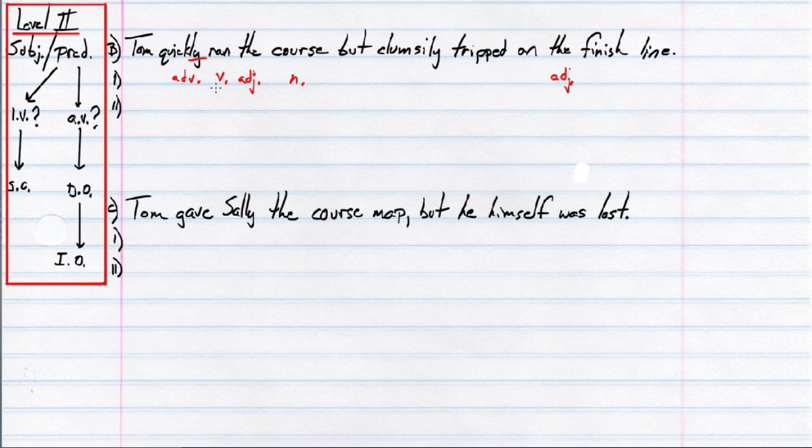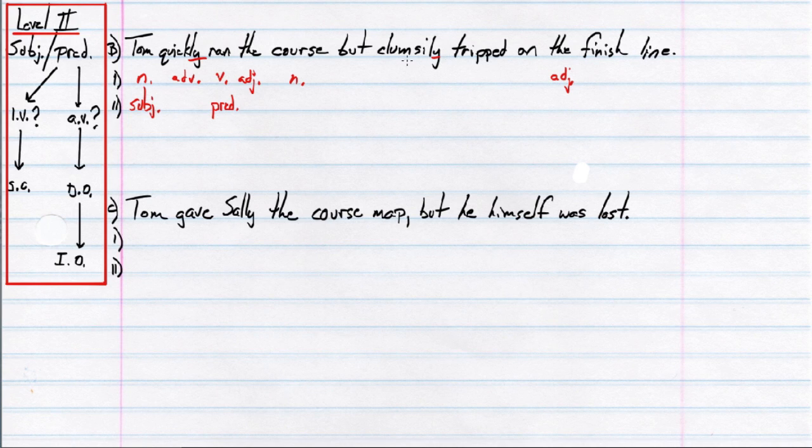Quickly ran. If I have a verb, I know I have a predicate. So I'm going to put the abbreviation right underneath it right now. Okay, Tom is still going to be a noun. Tom quickly ran the course. Okay, so we're talking about Tom. So it's going to be the subject too. Notice how I'm not doing this in order. I use one thing to answer the other.